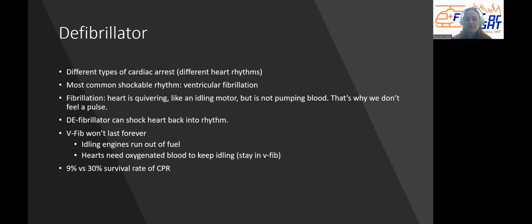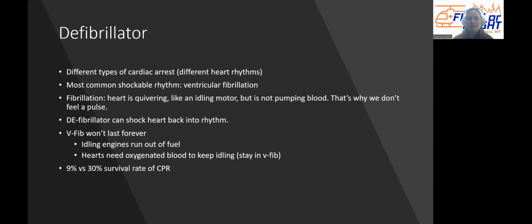If nobody sees them go down and nobody starts CPR, their heart's only going to fibrillate for a really short period of time. However, if somebody sees that person go down and they immediately start CPR and those chest compressions, it's going to extend the amount of time that heart's fibrillating. In other words, it's going to extend the amount of time that the AED can actually shock the heart back into rhythm. So what does this all mean in practice?